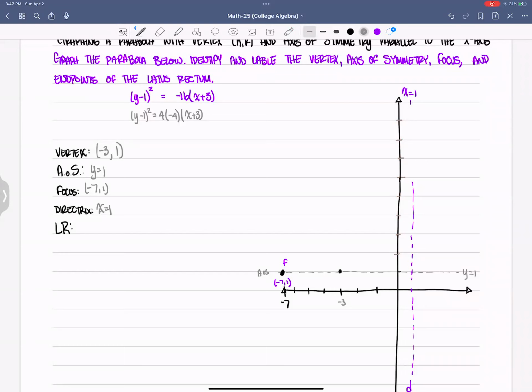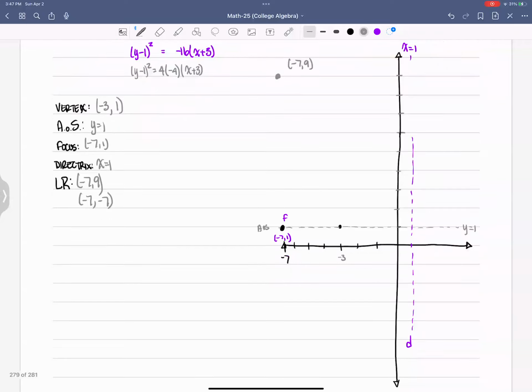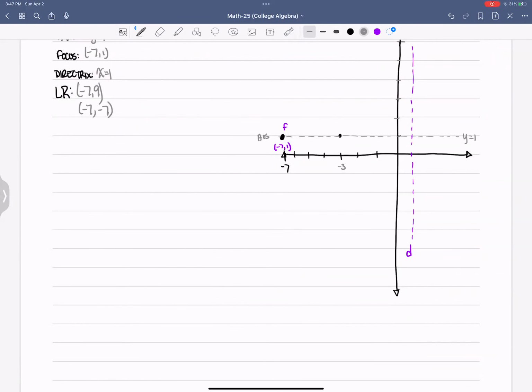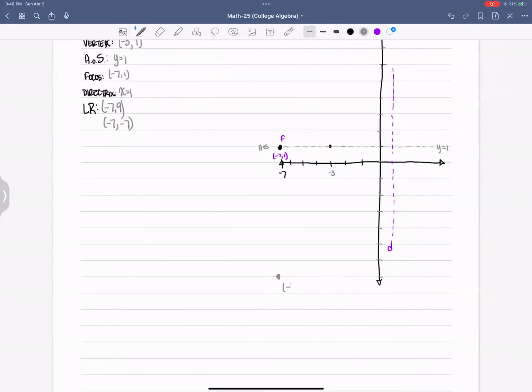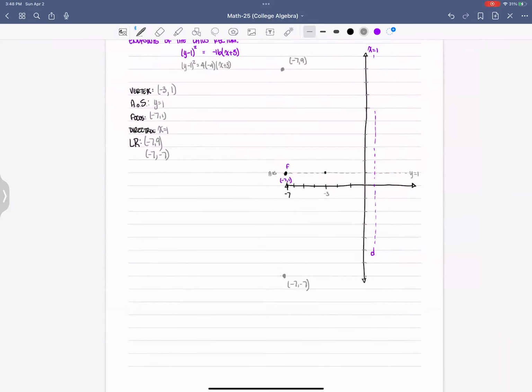So from here off of the focus, that's the point negative 7, comma 9. And we're also going to subtract 8 units, which brings us to negative 7, comma negative 7. But just to make sure, we go down 1, 2, 3, 4, 5, 6, 7, and 8, which is about here. Negative 7, negative 7. There we go.